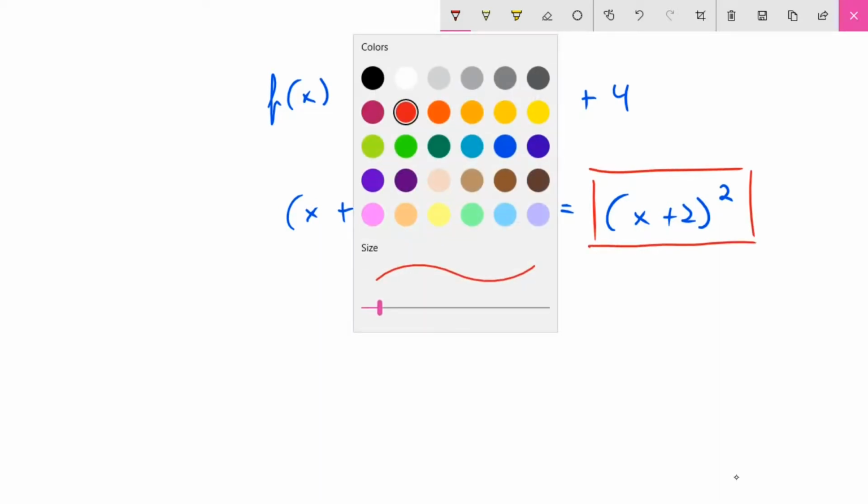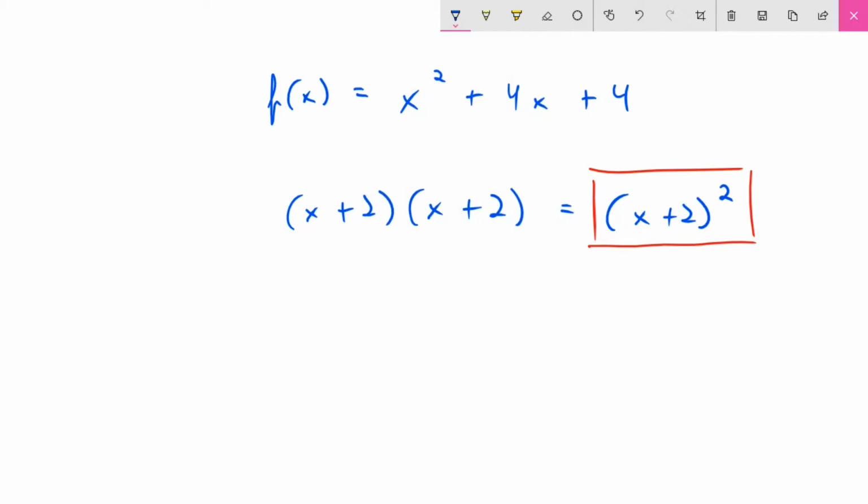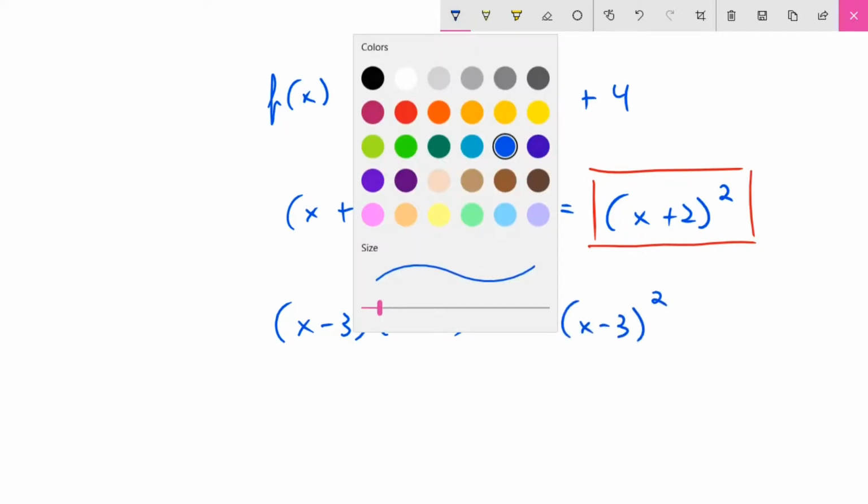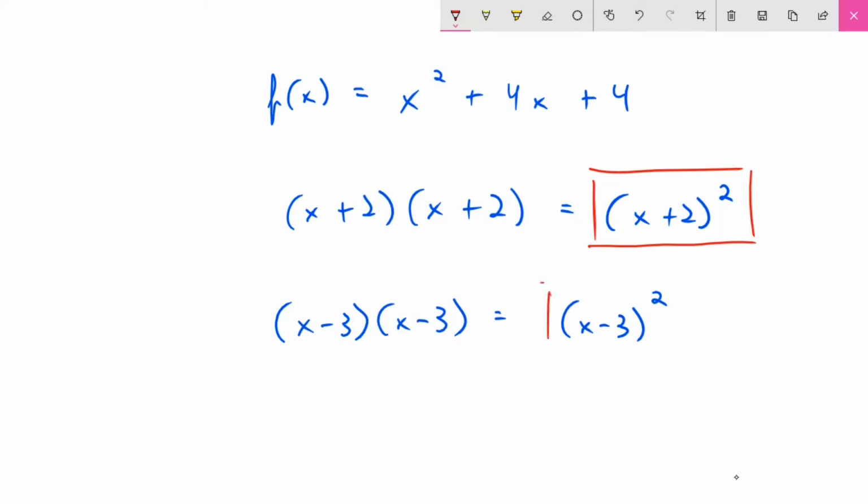So when you have two of the exact same thing in the parentheses, you can simplify it to just (x + 2) quantity squared. So for example, if you had (x - 3)(x - 3), you could simplify this and just write it as (x - 3) quantity squared. That's how you say the little 2 on the outside of the parentheses.